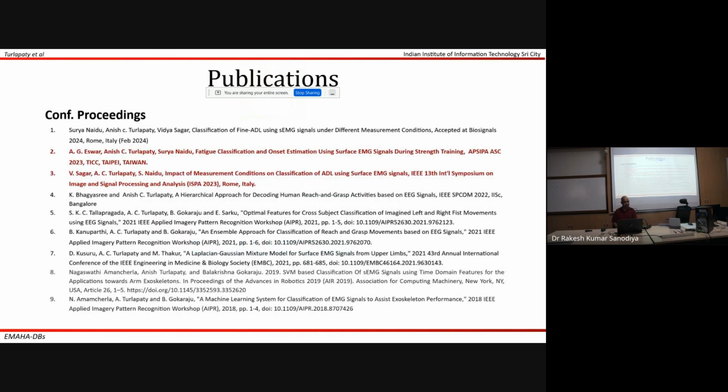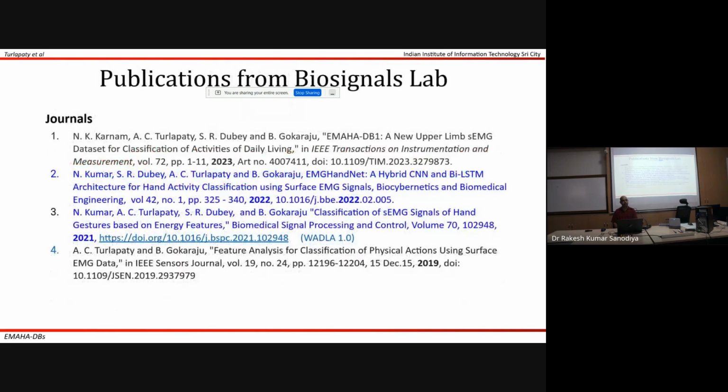Since the inception of our lab, we have published so far 9 conference proceedings. And today we'll be talking about the conference papers 2 and 3. And as journals, we have 4 publications so far. The numbers 2 and 3 have been presented in the previous edition of Wadla. Another workshop was done related to statistical data analysis and modeling. And journal paper 1 will be presented in the next workshop.